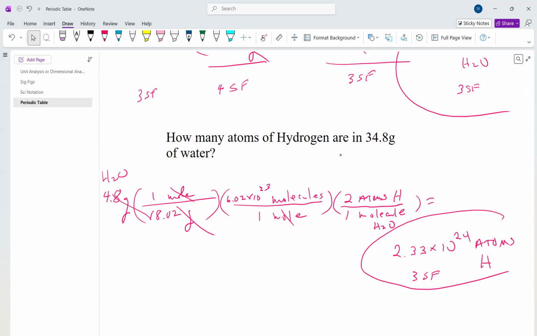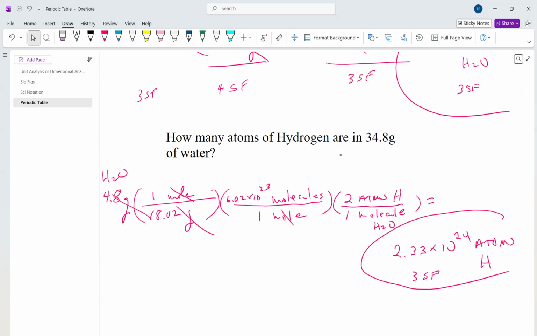Okay, everyone should try this and get the same number. Can you explain why it is 3 sig figs? Because I just did 2.3 times 10 to the 24th, but it's 2.33. Because we're multiplying and dividing, look at the sig figs on the numbers. What's the lowest one? 3.